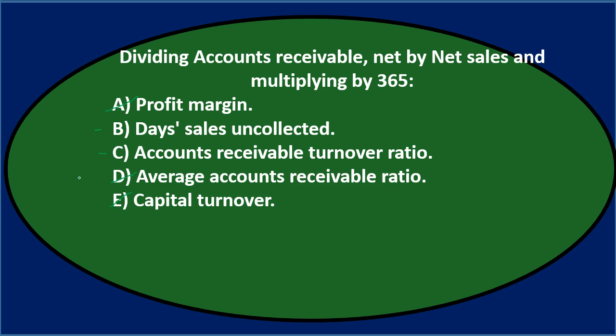Go through it again: dividing accounts receivable net by net sales and multiplying times 365. Is that B, days sales uncollected, or C, accounts receivable turnover ratio? Note again, because we're breaking this down into the number of days, even if we didn't know, we'd go, 365, maybe that's breaking it down into the number of days, which would be B. So final answer, B: dividing accounts receivable net by net sales and multiplying by 365 is B, days sales uncollected.